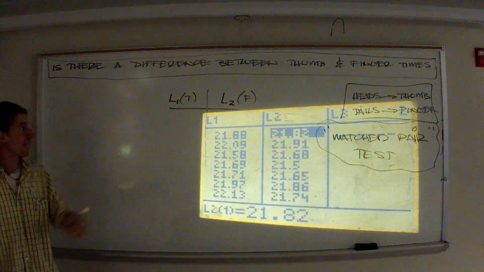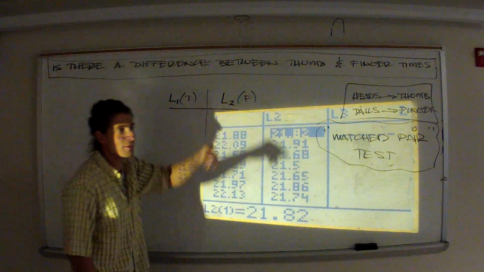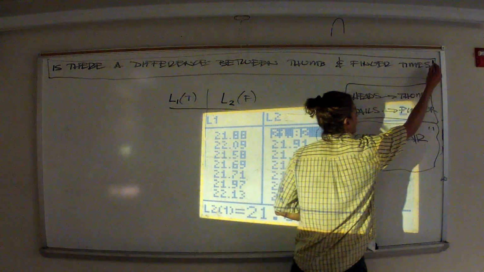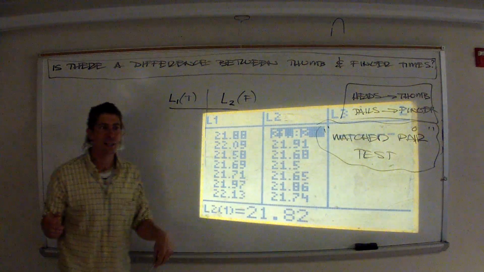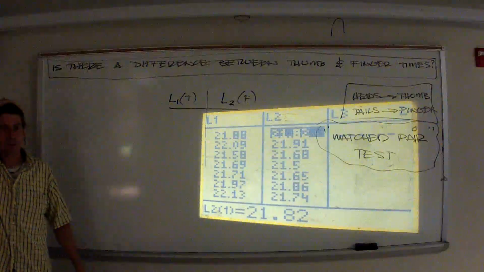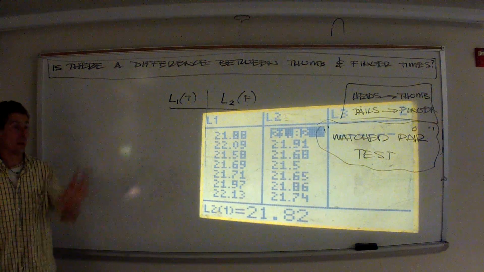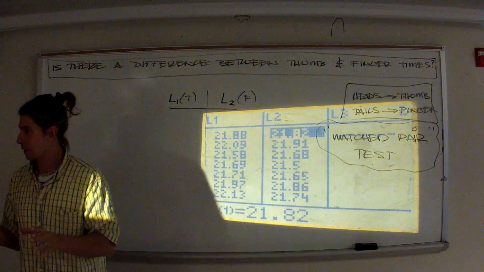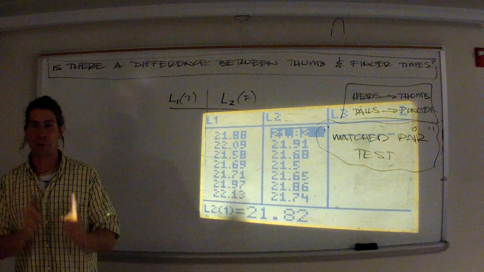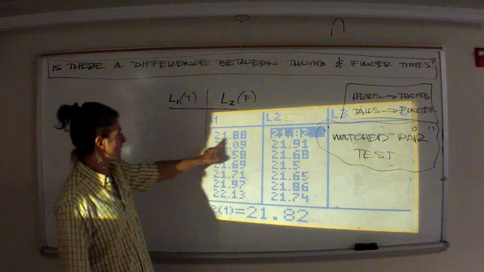So I'm going to ask you a question again. Is there a difference between thumb and finger times? Can we set up a difference? Can we see if there's a difference between them? Let's assume, hypothetically, there's absolutely no difference between our thumb times and our finger times. So what should this and this look like?